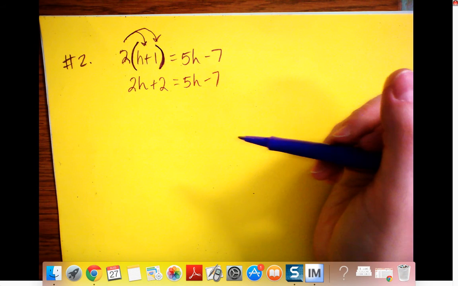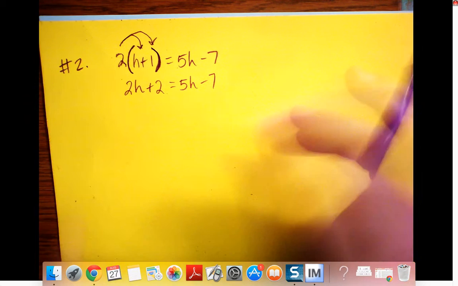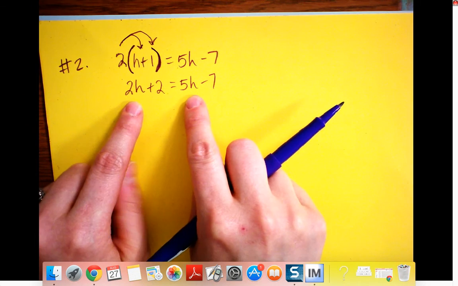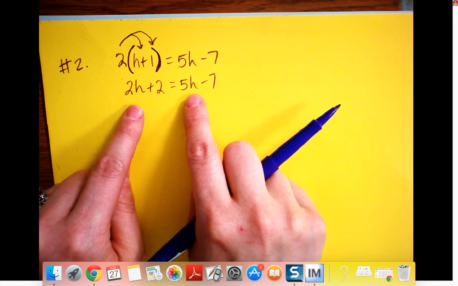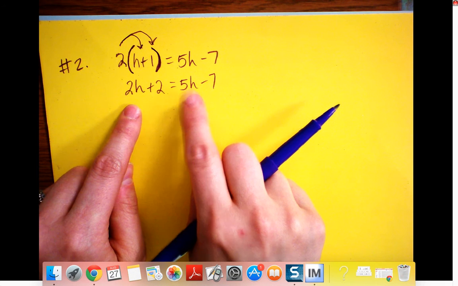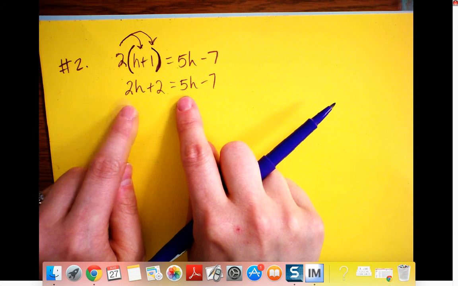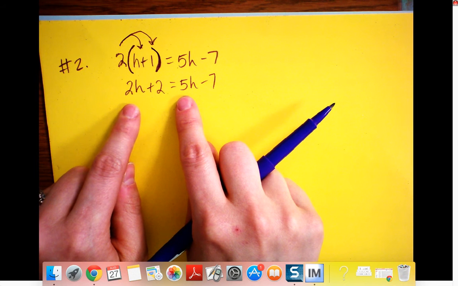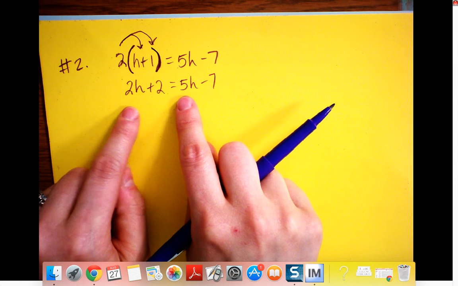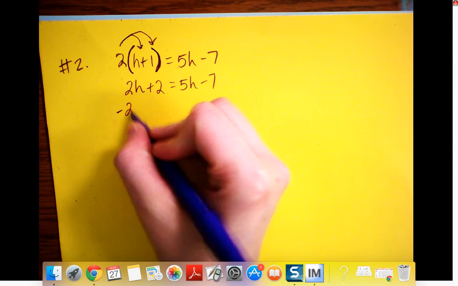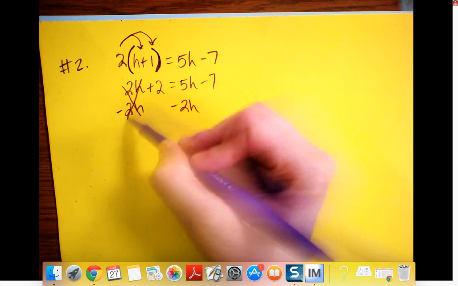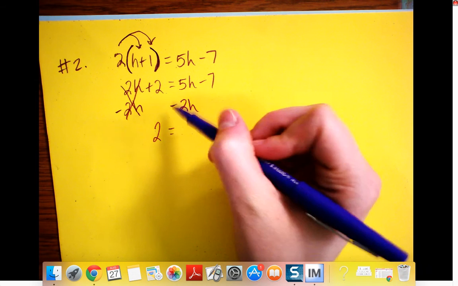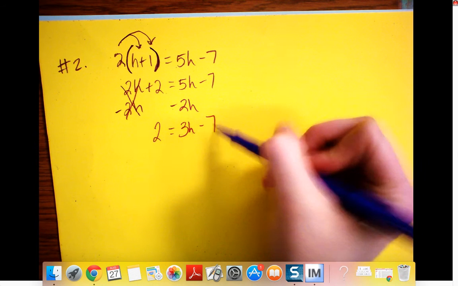And just like in the previous equation, we have variables on either side, so we're going to move one to the other. I tell my students, if at all possible, try to keep the coefficient of the variable positive. The coefficient is just the number that's being multiplied by the variable, the one that sits right by it. So I'm going to subtract 2h on each side. 5 minus 2 is 3. So that's 3h minus 7.